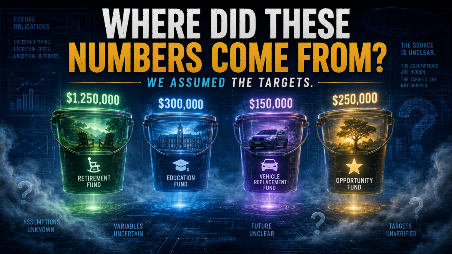Throughout Season 3, we used future funding buckets: retirement, education, vehicle replacement, opportunity reserves, emergency funds. And for good reason. We needed a practical way to demonstrate that concept. But if we're being rigorous, something important happened. We assumed the target values. We never actually derived them. We simply accepted that the retirement bucket should contain some amount. We accepted that the education bucket should contain some amount. We accepted that the vehicle replacement bucket should contain some amount. The ratio worked, but the target values were largely placeholders. And now it's time to solve that problem.